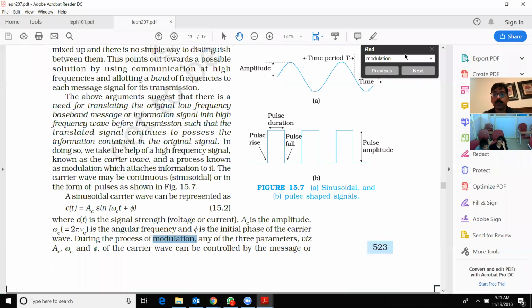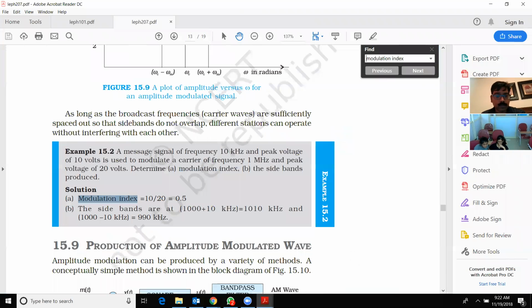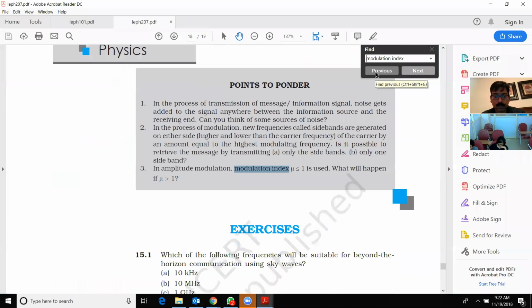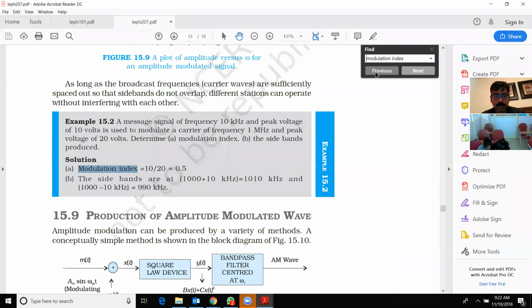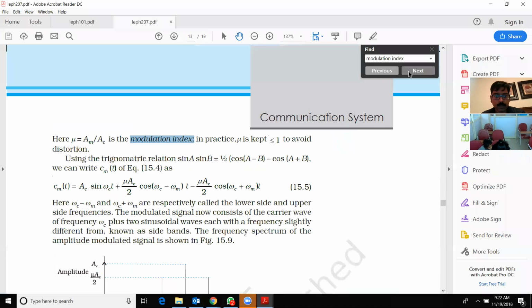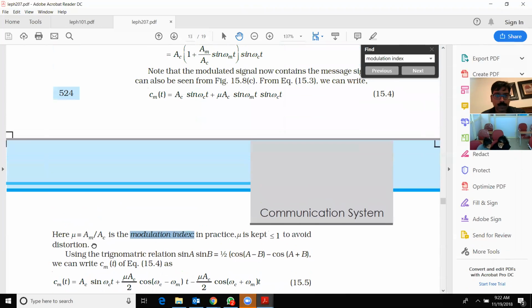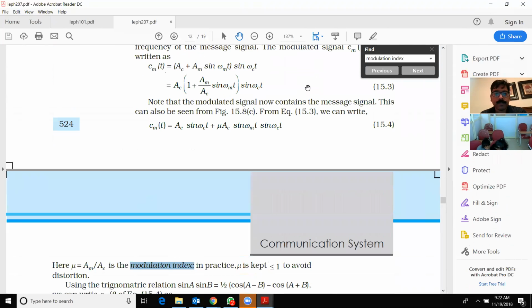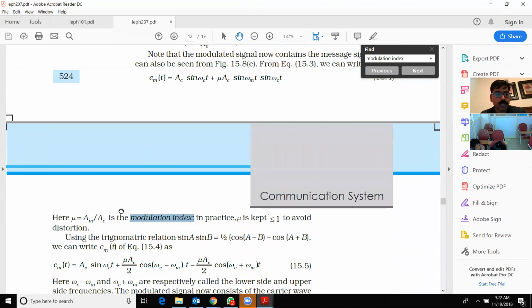The process of superposition of a low frequency signal wave on a high frequency carrier wave, that is only modulation. Now index. For amplitude modulation, the modulation index is called AM by AC. Here it is, on page number 525.